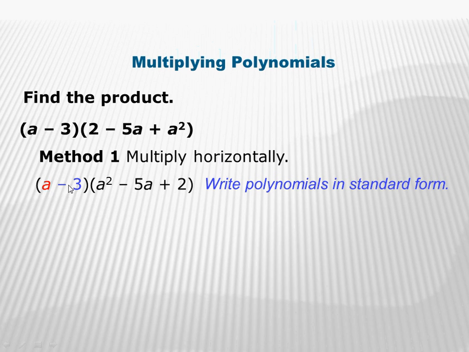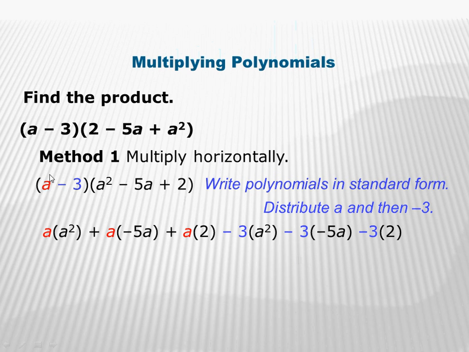Don't worry about the colors here. I've color-coded this so that in the next step you can see where each of them came from. On this one, when I write it in standard form, I need to find the largest exponent, which is a 2, and write that first, and then go on from there. So now that I have each in standard form, I'm ready to get started. I'm going to distribute the a to each term in the second set of parentheses. Once I do that, then I'll distribute the negative 3 to each term in the second set of parentheses. So that's what I've done here.